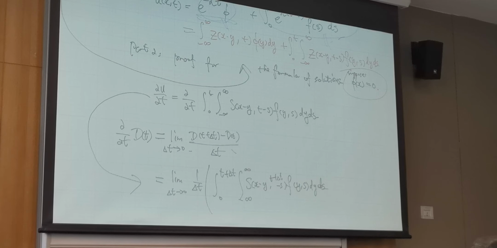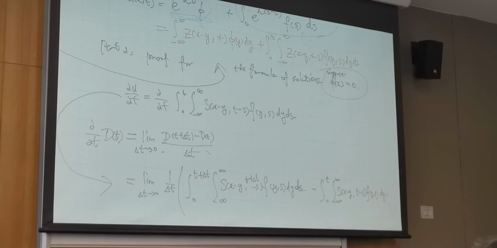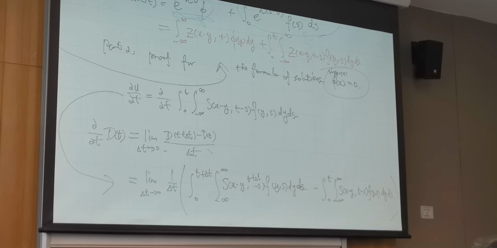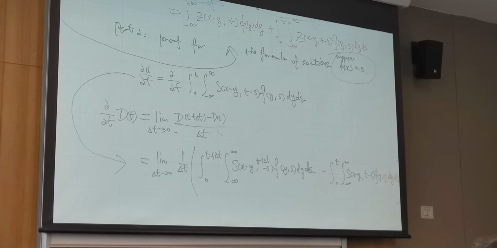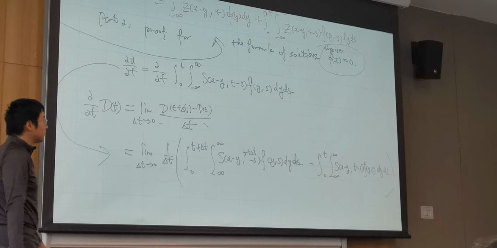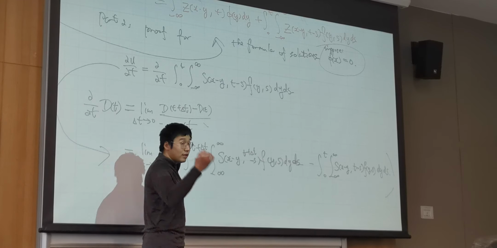And then minus the original thing, from 0 to t, from negative infinity to plus infinity, of s(x minus y, t minus s) f(y, s) dy ds. It's going to be this. Sounds good?